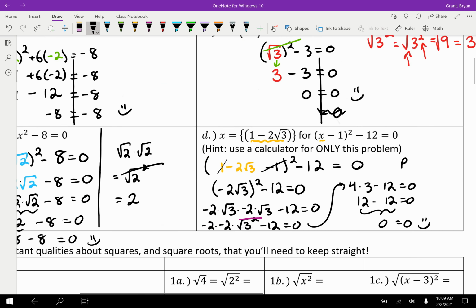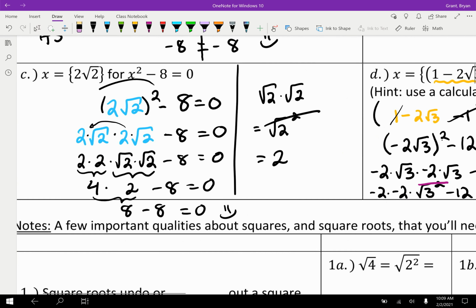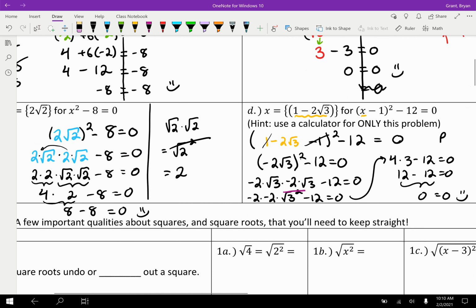So I think this opener here does a bunch of things for you. First, it shows you that square roots undo squares. Second, it reminds you of how to check solutions. We substitute those values in. And third, it reminds you of how to deal with some of these squares. Something times itself gives you a couple cool little shortcuts here, right? Now, we haven't actually solved anything yet. All we did here is we used PEMDAS.